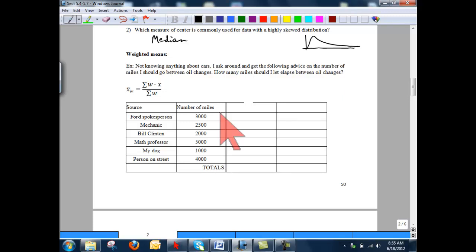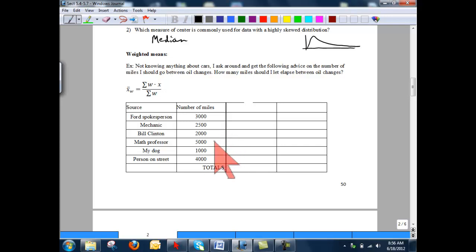I talked to a spokesperson from Ford who made the car, and she suggests 3,000 miles, change oil every 3,000 miles. I talked to my mechanic. He says every 2,500 miles. I meet Bill Clinton on the street here in Marion. I think he likes to go to McDonald's. I met him at McDonald's, and we don't have much else in common, and so he suggested every 2,000 miles.